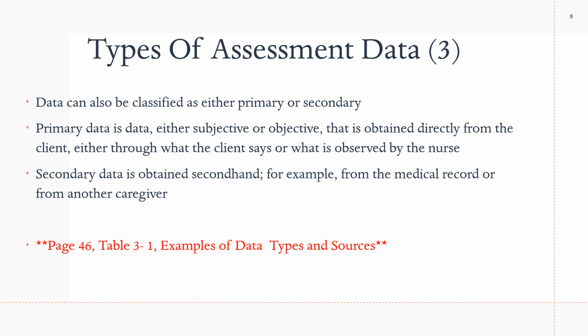Subjective, objective, that is the primary data. Secondary data is obtained secondhand, for example, from the medical record or from a caregiver or a family member in the home. So primary is going to be from my patient. Secondary is going to be pretty much from everywhere else. The patient's chart, their lab studies, a diagnostic study, or from a caregiver or a family member.